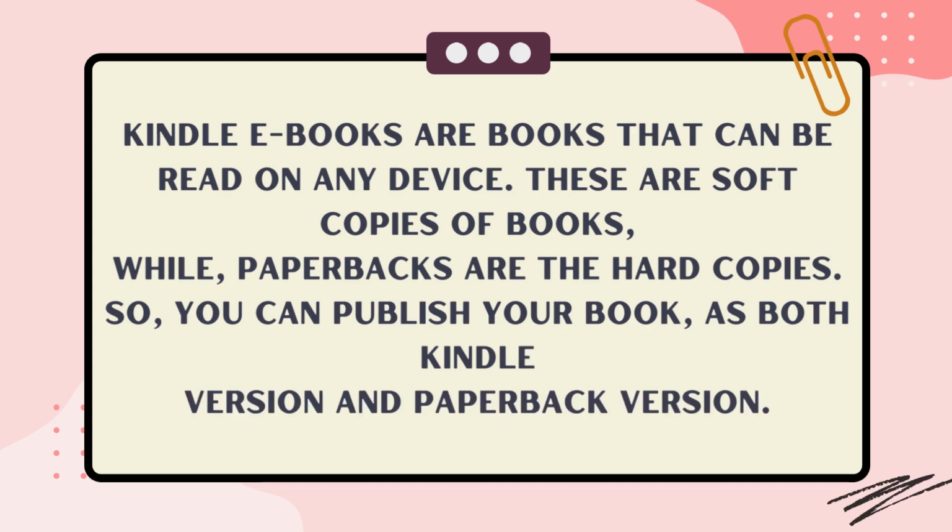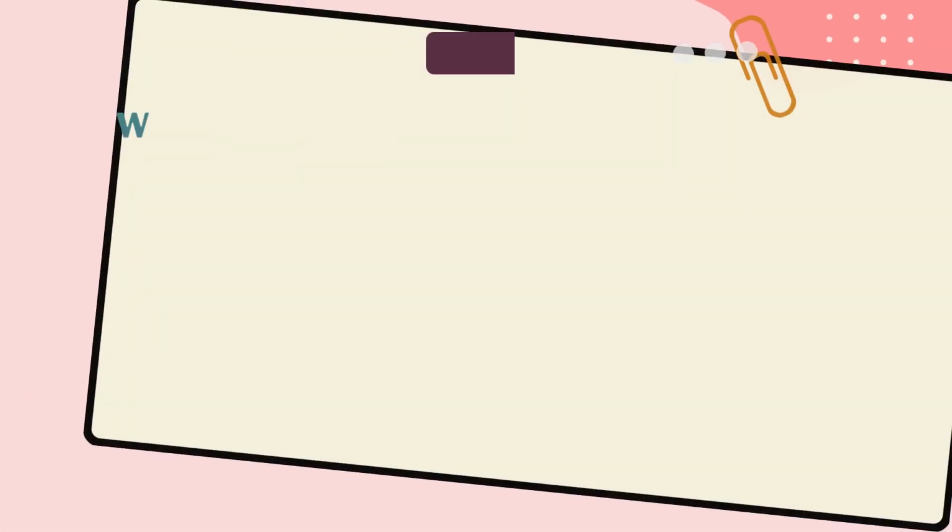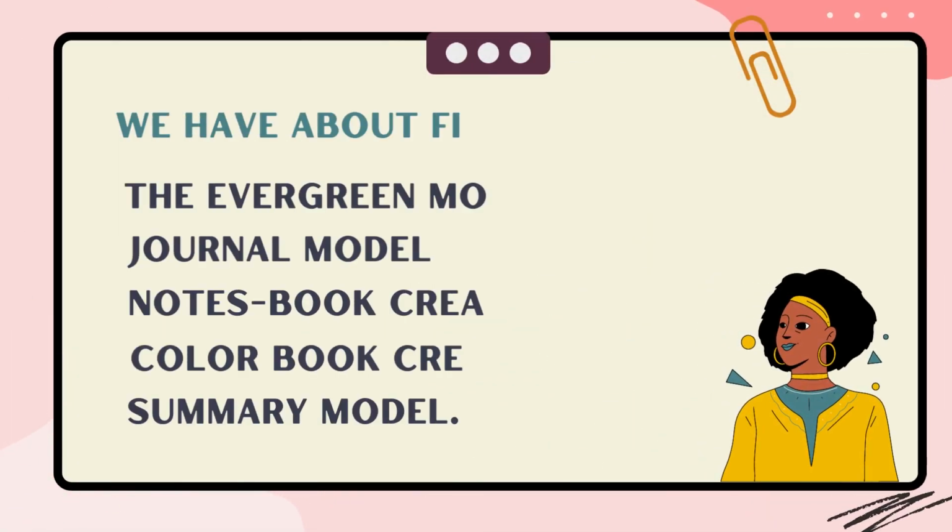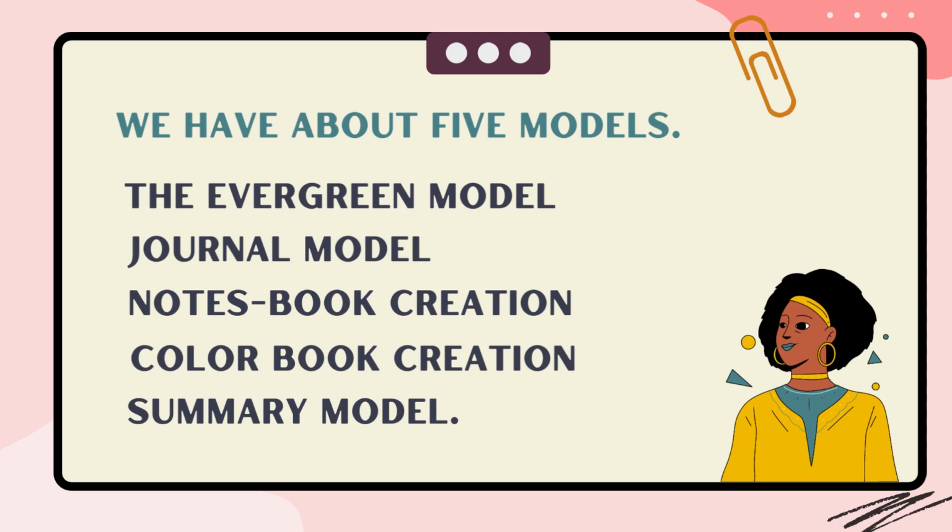So just so you know, we have 5 models. The evergreen models, journal creation, as the name implies, that is you creating journals. We also have the notebook creations, color book creations, and summary module. Among the 5 kinds of books we can create, I really love the summary module, and that is my favorite. I will tell you why as we proceed.